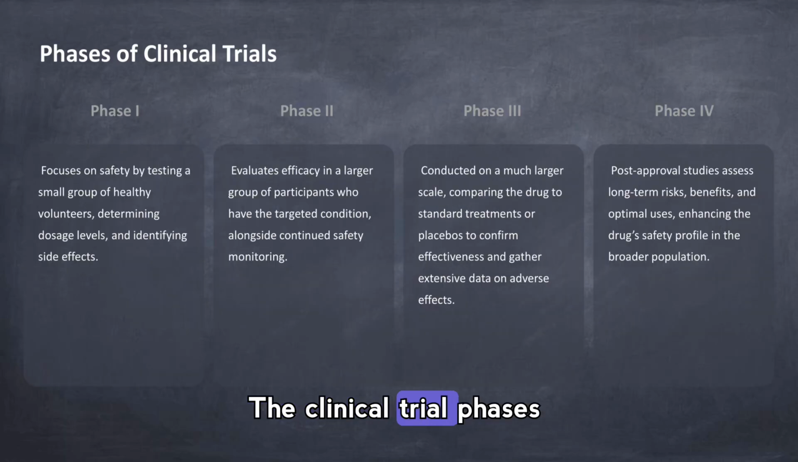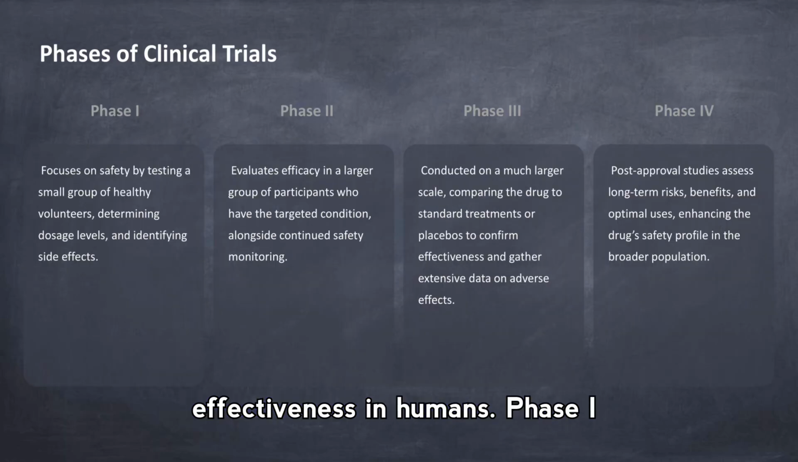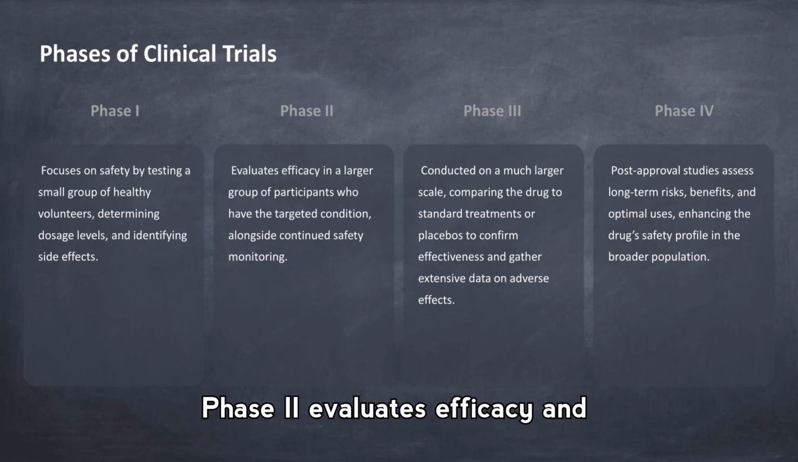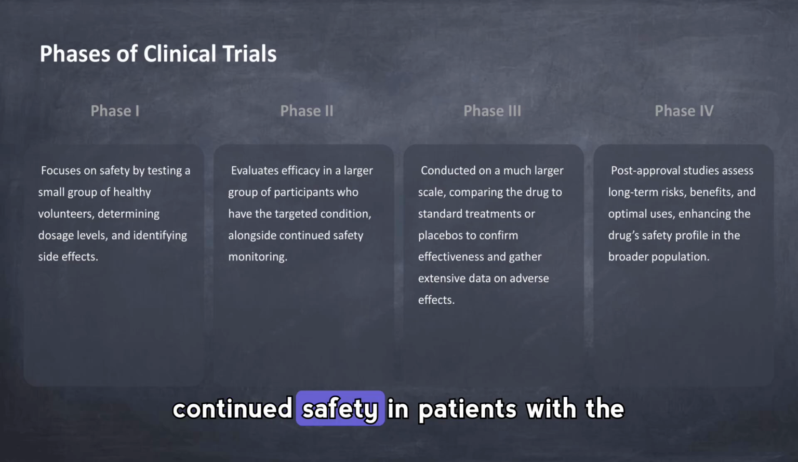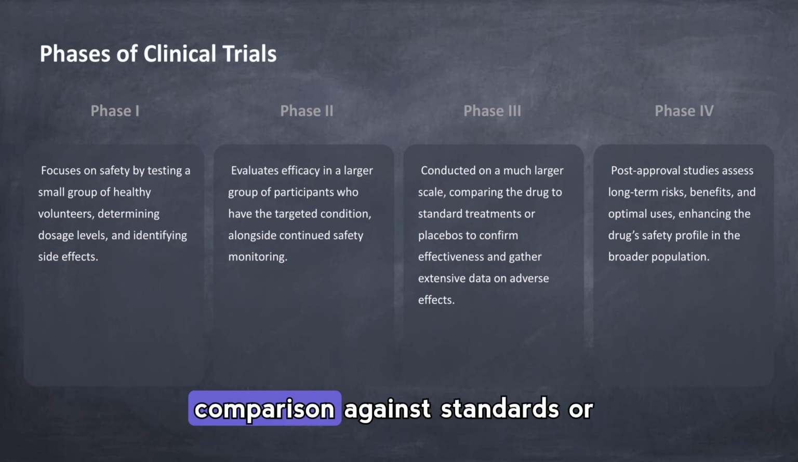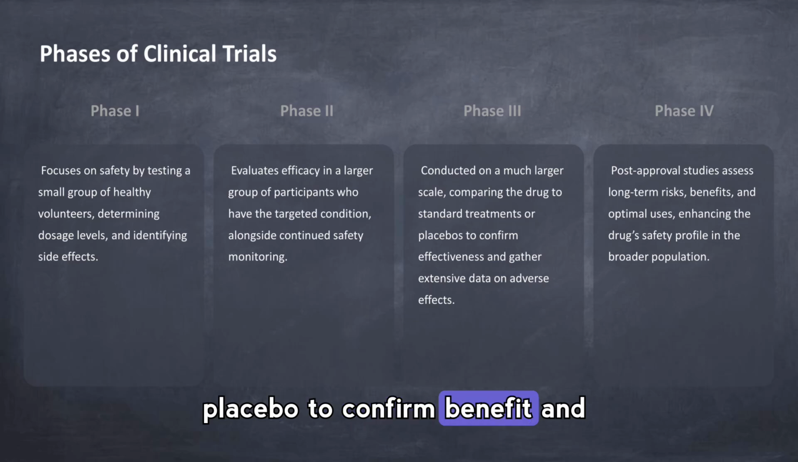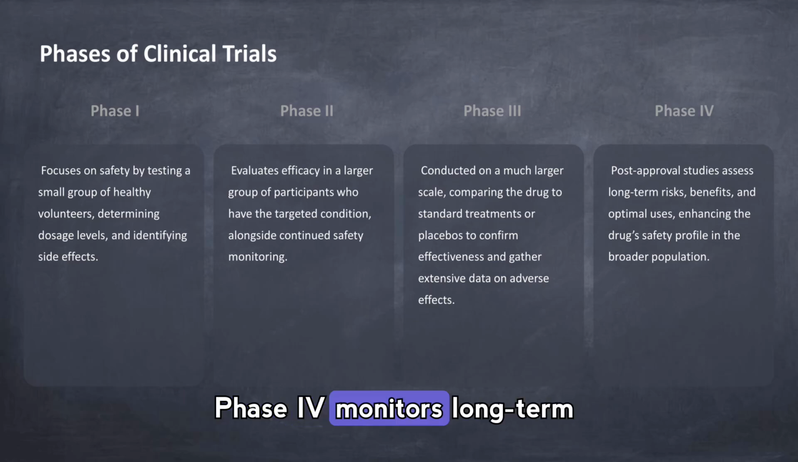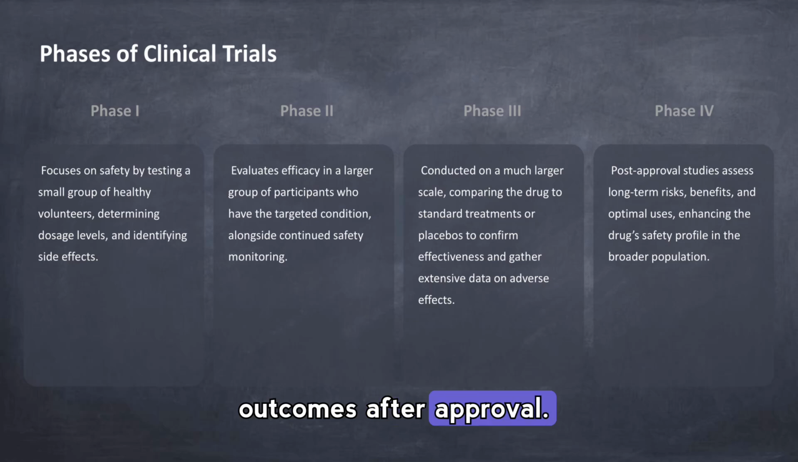The clinical trial phases progressively test safety and effectiveness in humans. Phase I focuses on safety and dosage in a small group of healthy volunteers. Phase II evaluates efficacy and continued safety in patients with the target condition. Phase III expands comparison against standards or placebo to confirm benefit and collect extensive safety data. And Phase IV monitors long-term outcomes after approval.